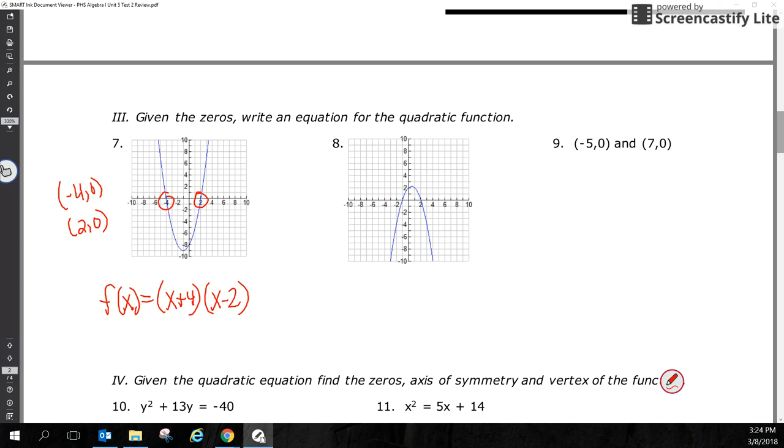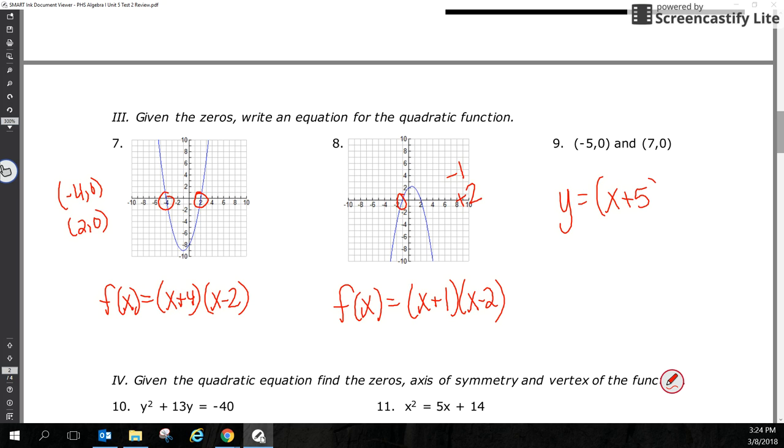All right, same thing for number 8. My factors are negative 1 and positive 2. So my function is going to be x plus 1 and x minus 2. For number 9, I don't have a graph, but they gave me the zeros. So my equation is going to be y. Remember, y and f of x, same thing. You can do either one. This would be x plus 5 times x minus 7.